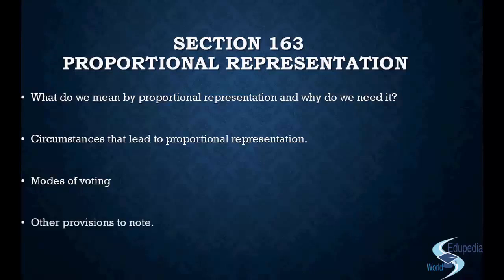But first we need to understand the other provisions in Section 163. First we need to know the number of directors who are to be appointed by the mode of proportional representation. Whenever a company adopts the method of proportional representation, they will have to elect not less than 2/3 of the total number of directors by means of proportional representation. So nearly 66%, not less than 2/3, not less than that. So 2/3 or more of the directors have to be elected by means of proportional representation.